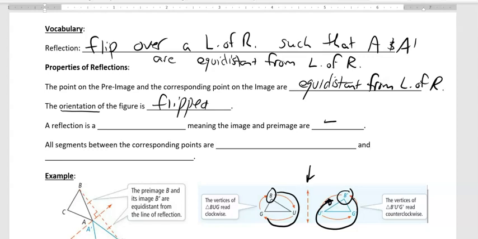Okay, a reflection is a blank, meaning that the preimage and image are congruent. It's hard for me because I can't really call on people because we're recording it. I don't want to have your name in the video. Anybody? What is it called where the preimage and image are congruent? There's two different names. Isometry. Fantastic. Isometry or a rigid motion. They mean the same thing.